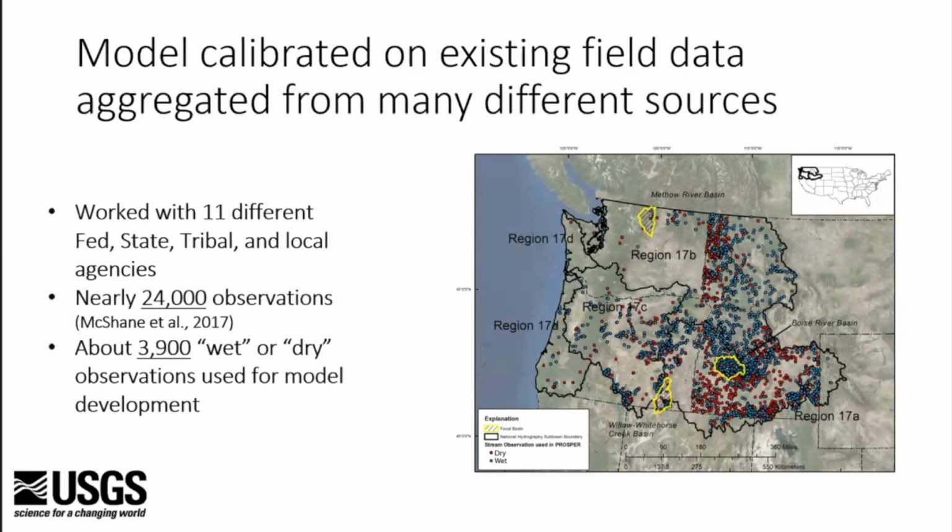So, and these are just kind of one-time observations. This is not time series data. So if it was a dry observation, it can occur any time of the year. Most of the time, it occurred during the late summer. That's when these data collection efforts mostly occur. But in order for it to be wet, it had to occur after July 15th up to like September 15th.